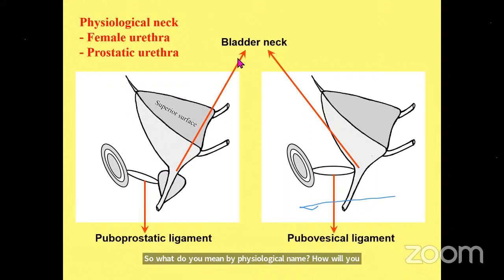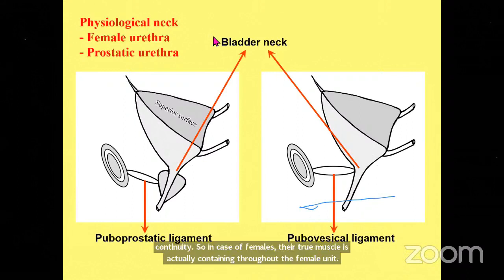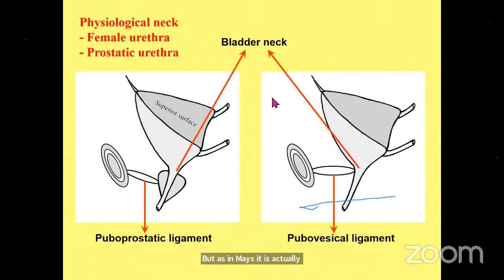Can someone answer it? Physiological neck means it is that part which is having detrusor muscle continuity. In females, the detrusor muscle is continuing throughout the female urethra, whereas in males, it is only up to the prostatic urethra. So that part of the urethra which is having the detrusor muscle continuity is considered as the physiological neck.